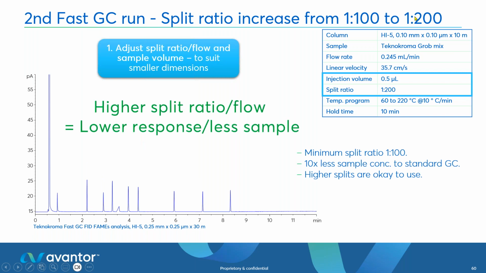So we've increased the split flow on here from 1 to 100 to 1 to 200. And you are going to see a drop in response still, just because there's less and less sample. But you just need to drop it to the appropriate amount. And then if you need to increase it again, that's fine. But as long as you can see the resolution of your peaks, then you can continue adjusting the method.